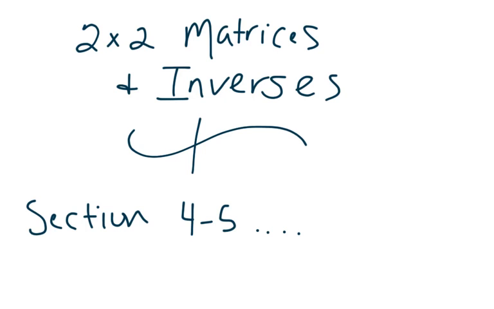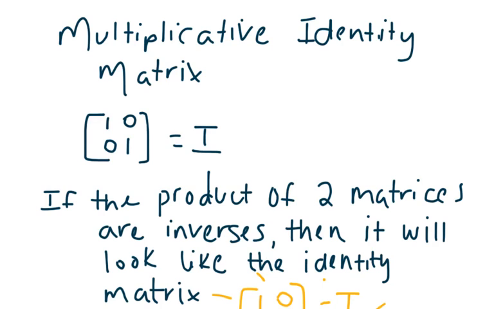For this video we're going to look at 2x2 matrices and their inverses, and this is from section 4.5. Okay, so a couple new definitions here. A multiplicative identity matrix is basically where the ones line up diagonally and everything else is a zero. So we're looking at a 2x2 matrix. The ones are diagonal, zeros everywhere else, and it's denoted with an I for identity matrix.